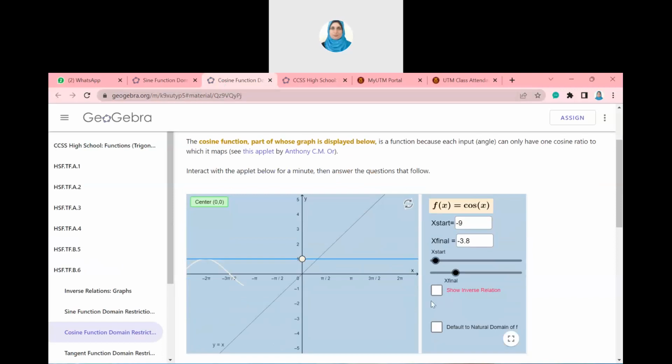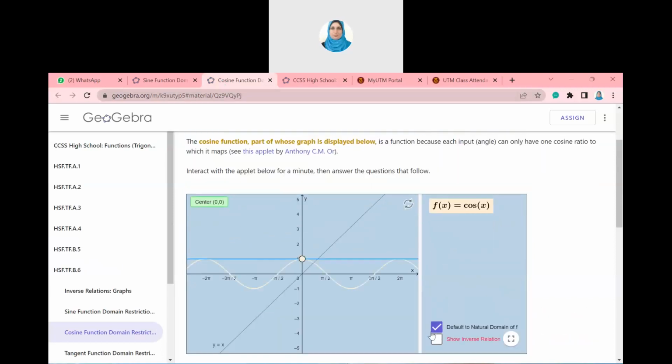Similar for cosine. This is the graph of cos x, the original graph. If you try to show the inverse, it is again not a graph of a function. So you have to restrict the domain. For cosine, I will restrict only from 0 to pi. This is the line y equals x.